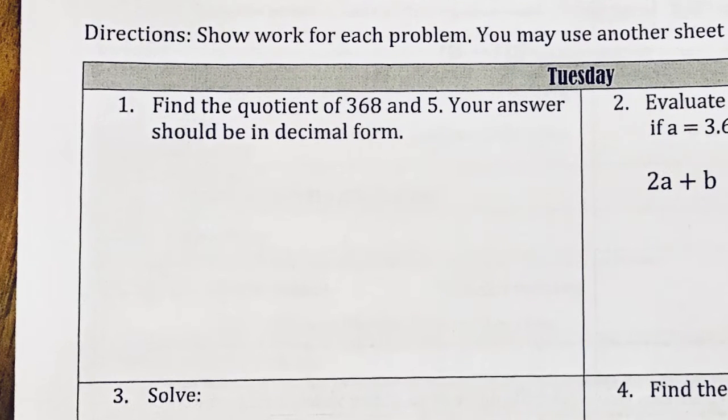So find the quotient of 368 and 5. The first thing we have to remember is, what does the word quotient mean? And remember, Miss Gillum said this is one of her favorite words. So the quotient means to divide. So we are going to take 368 and divide it by 5. Your answer should be in decimal form, so that's really going to be important.